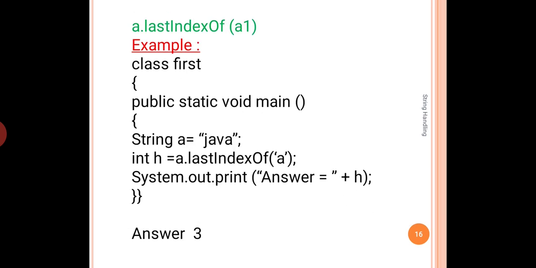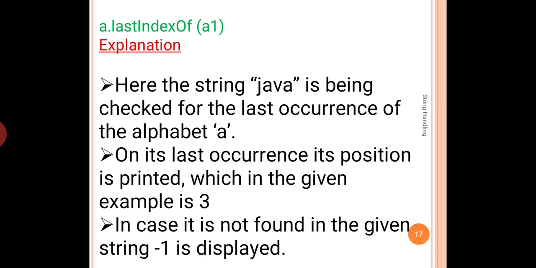lastIndexOf does the same thing, but in this case it gives the position of the last A, which in this given example is 3. And again, if it doesn't find the character, it will display -1.